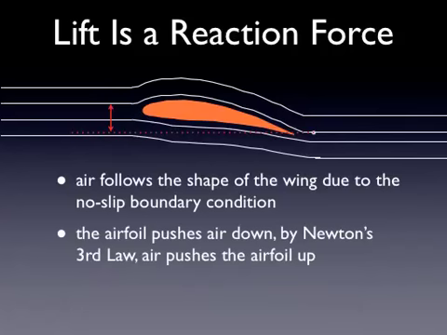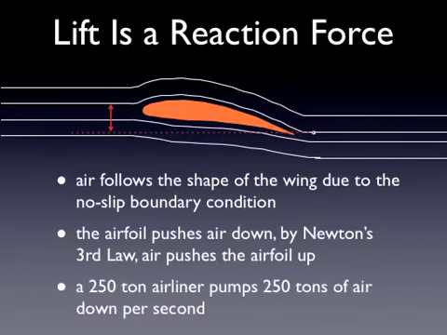The other thing I don't like about Bernoulli is it implies some sort of mysterious phenomenon that accelerates air over the top of the wing, and then it's that high velocity that results in low pressure that sucks the wing up. It's really not like that at all. I mean, an airliner takes off by absolute brute force. If you do the calculations, a 250-ton airliner pumps 250 tons of air down per second. So it is holding itself up by brute force.